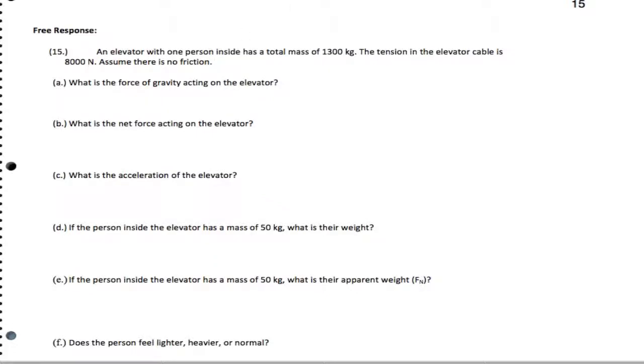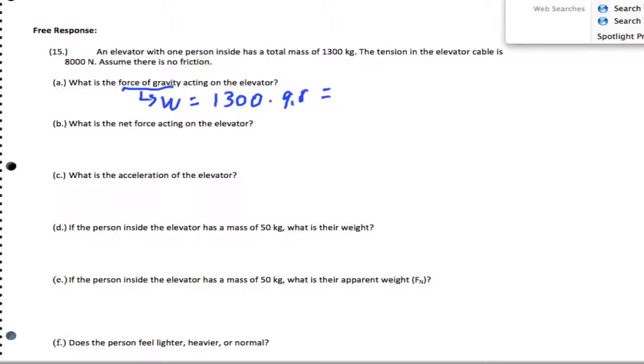All right, the infamous elevator problem. Let's jump in and get started. First, the force of gravity acting on an elevator, that is the same as the weight. Do not be mistaken, young Padawan. So 1,300 times 9.8, and that is going to end up giving me 12,740 newtons.